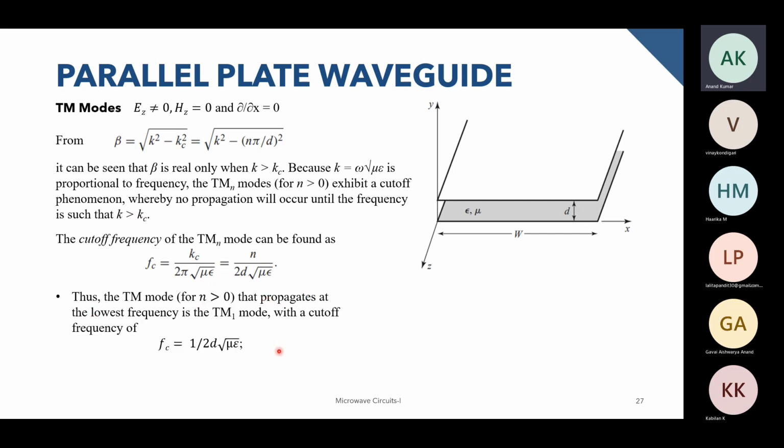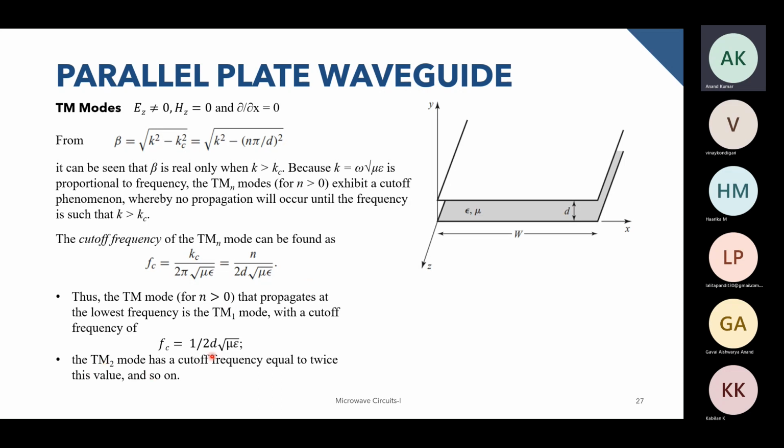Okay, so we can take one example. For example, if we take the TM1 mode, the cutoff frequency will turn out to be 1 by 2d root under mu epsilon. So this is the cutoff frequency for the TM1 mode.